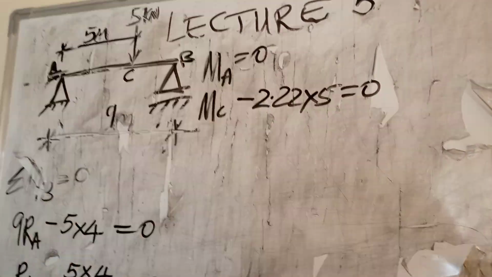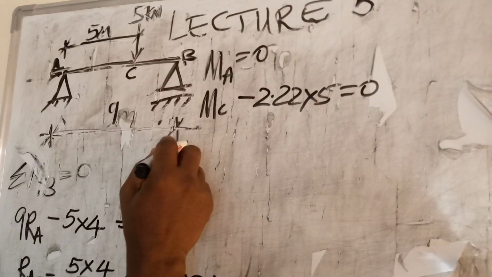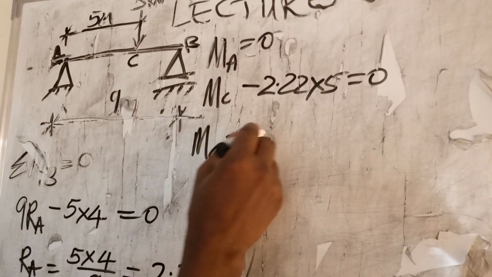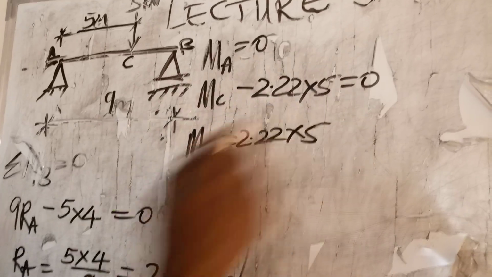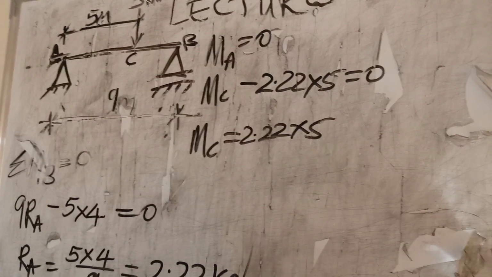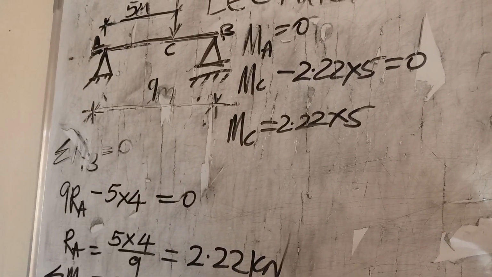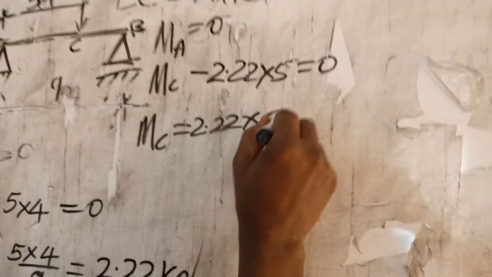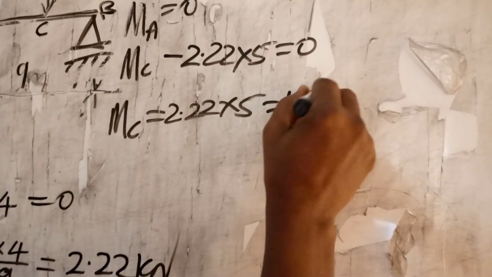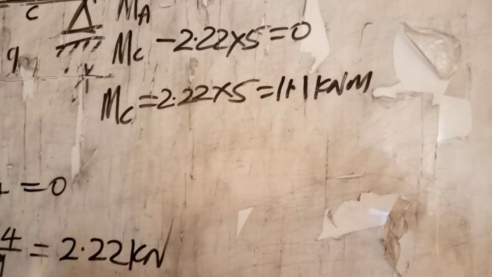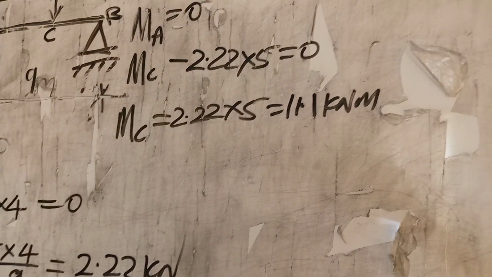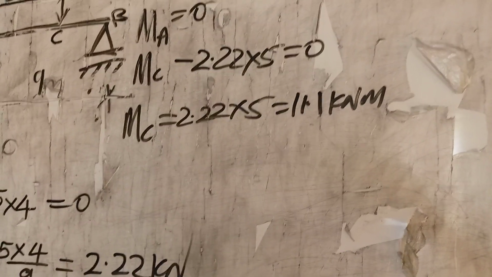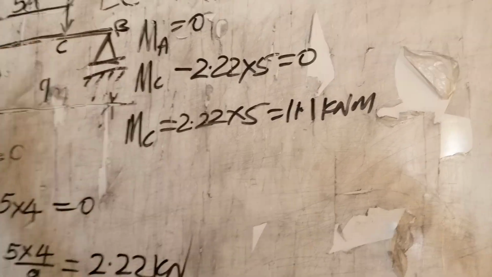For that point C to be in equilibrium, MC is equal to 2.22 times 5, which is 11.1 kilonewton meter, because that's the unit of moment: force and distance. So I've got the bending moment at that point.